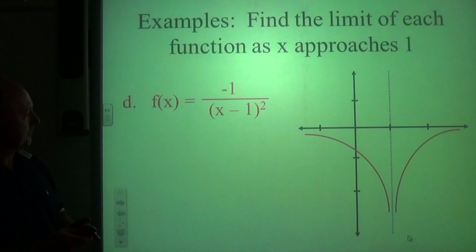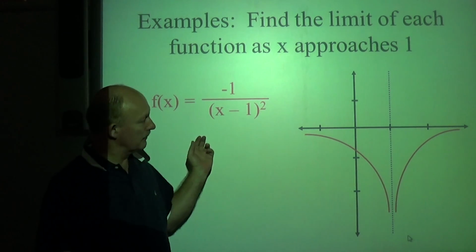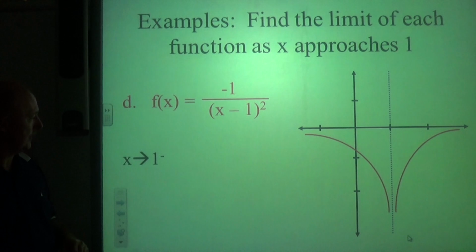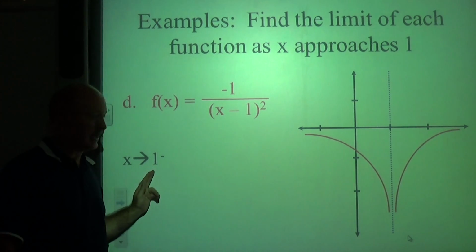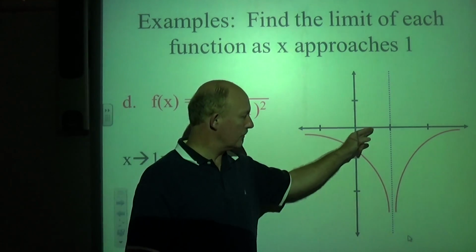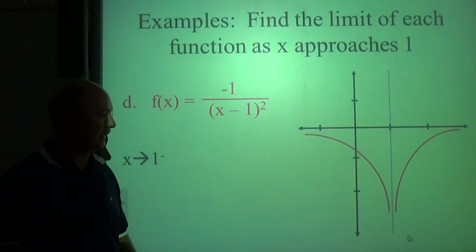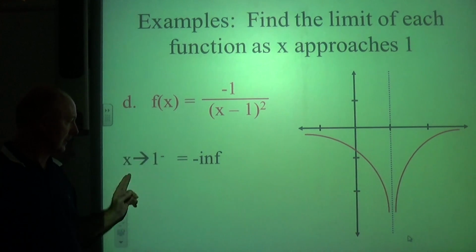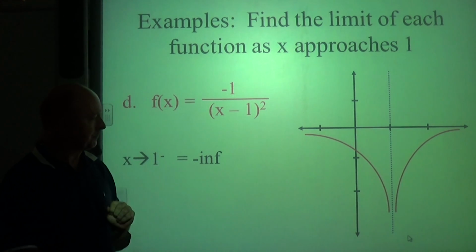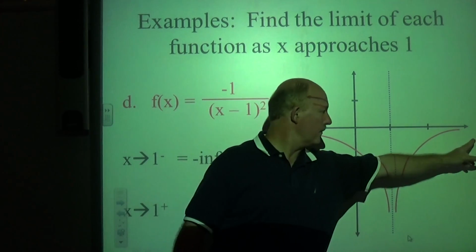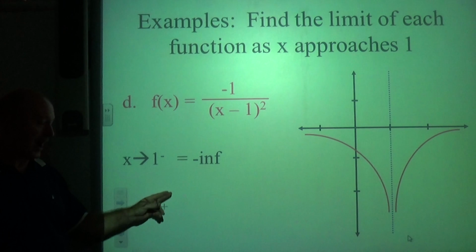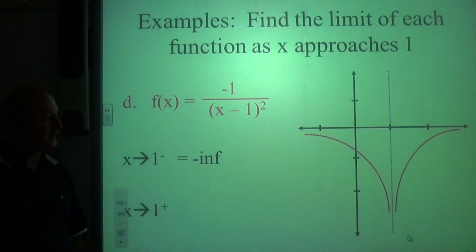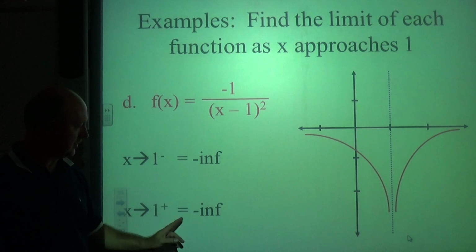As you look at our limit now, let's do the left-hand limit first. As x approaches positive 1 from the left-hand direction, y goes to negative infinity. So in this case, the limit as x approaches 1 from the left is negative infinity. And once again, as x approaches 1 from the right-hand direction, y goes to negative infinity again. So the right-hand limit as x approaches 1 is negative infinity also.